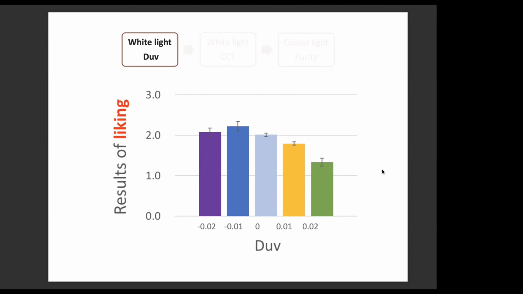I will show histogram graphs with the horizontal axis being the DUV value. In the middle is DUV of 0, which means the color is located on the Planckian locus, a neutral color. The right-hand side means positive DUV values, which are more and more greenish. The left-hand side means more and more purplish, because the DUV value is negative.